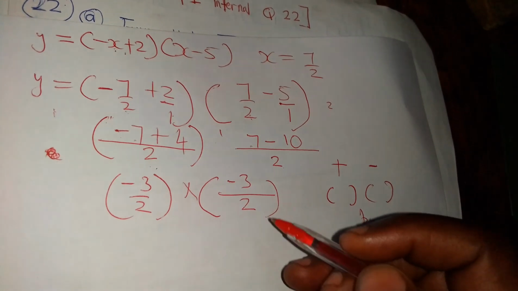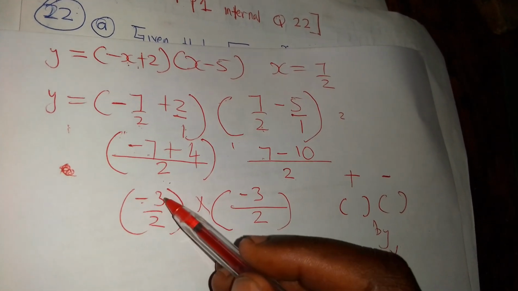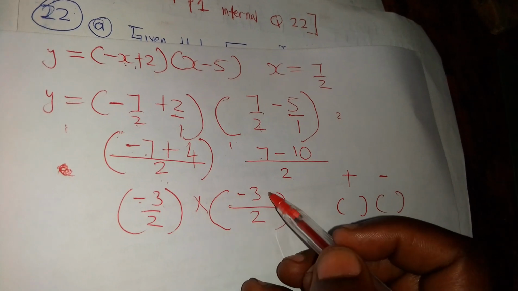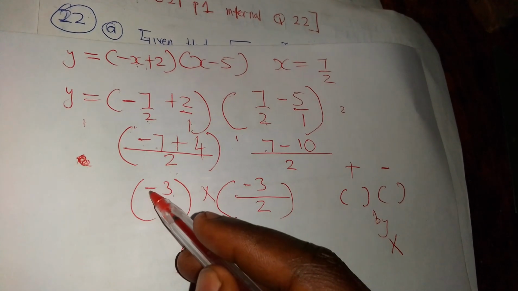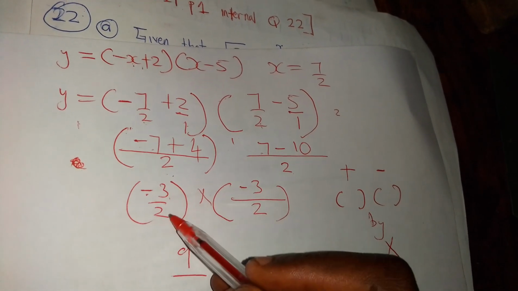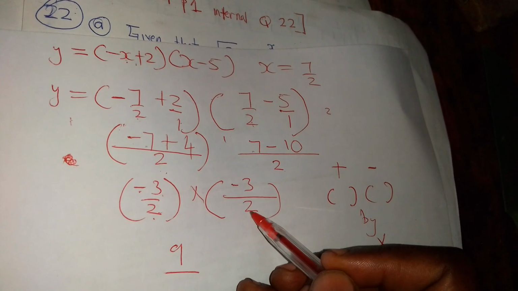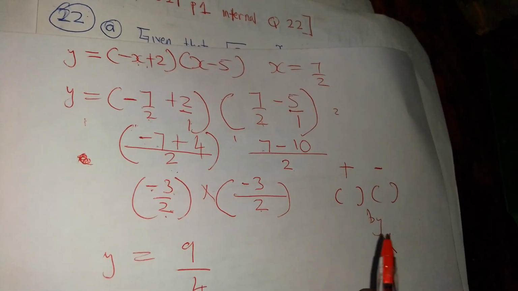So in this case, we'll just say negative 3 times negative 3. You get positive 9, since negative and negative is positive. 3 times 3 is 9. This 2 times 2 is 4. Remember, you're finding the y value.